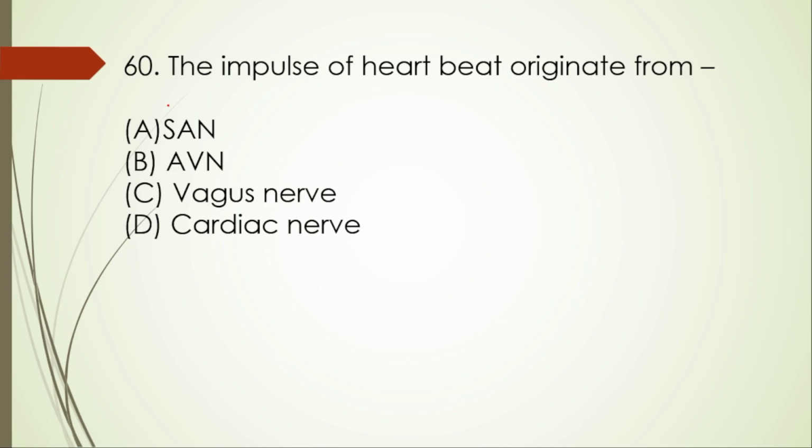And then 60th question. The impulse of heartbeat originates from SAN, AVN, vagus nerve, cardiac nerve. Here the right option is SAN, sinoatrial node. It is also known as the natural pacemaker.